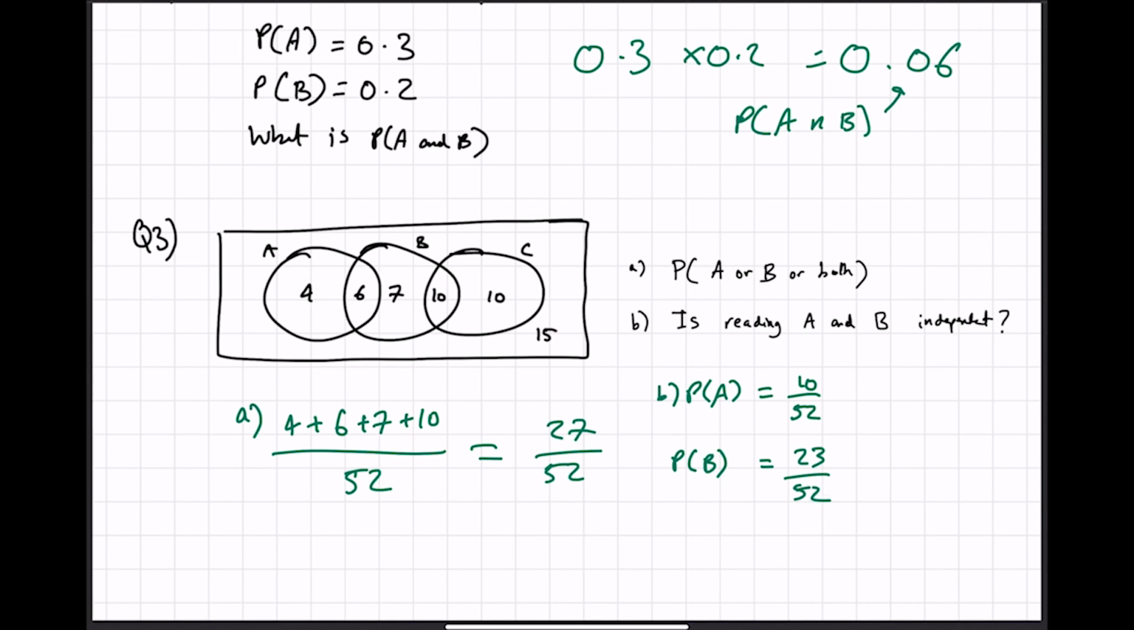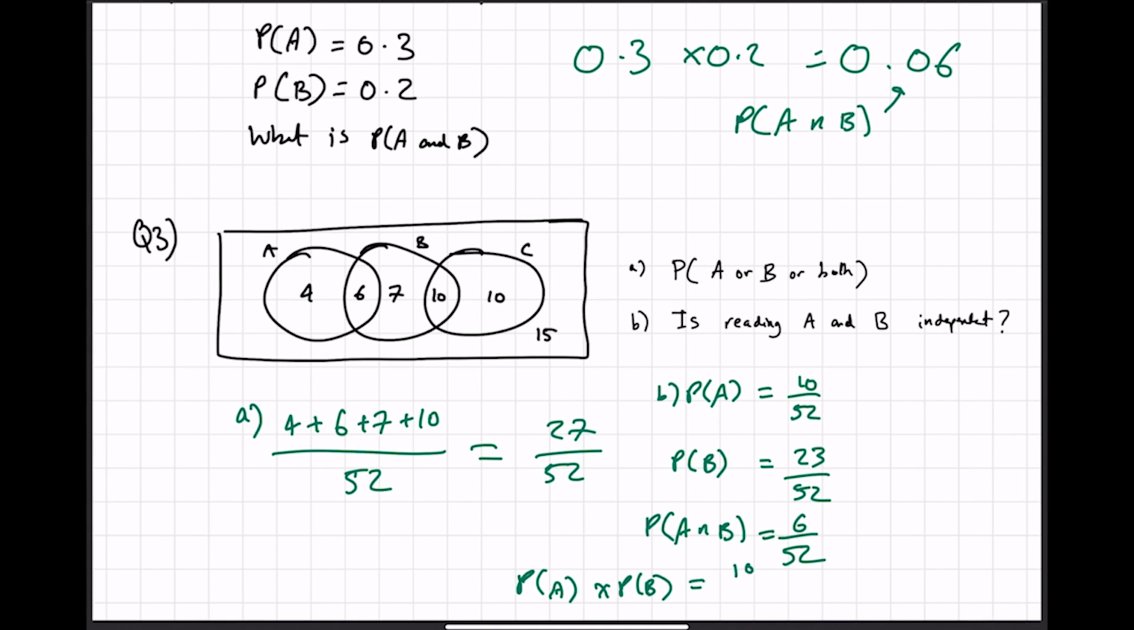And once you've got the probability of A and the probability of B, if you take a look at the diagram itself, this represents the probability of A and B. So the probability of A and B according to our diagram should be 6 over 52. However, we can check this, because if they're independent, then P of A times P of B should also give us this equation here.